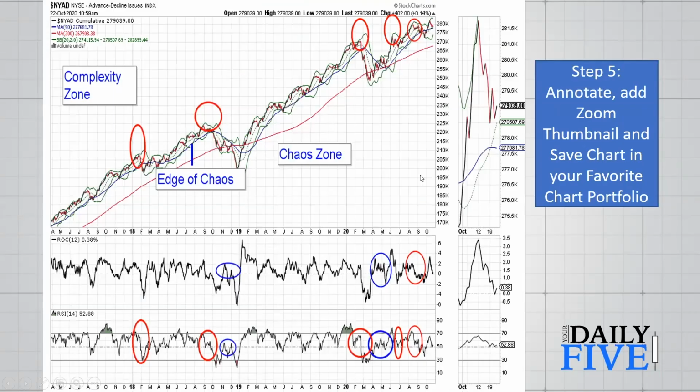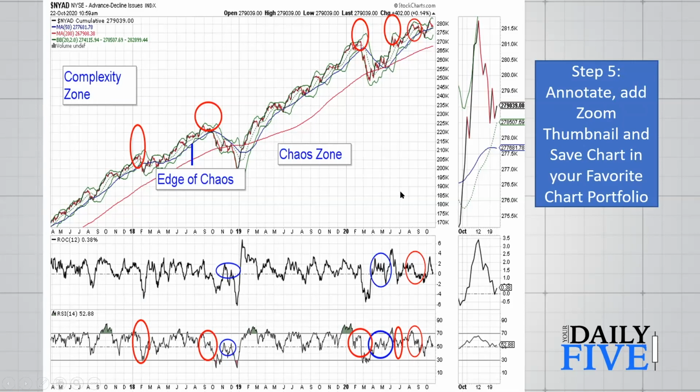Step number 5, that's the big step where it all comes together. Go ahead and hit the annotate button and add your own legends. Of course, as you can see here, I have added my complexity zone, my edge of chaos. I have circled the big changes in the advanced decline line. I have correlated, of course, the ROC and the RSI indicators down here.